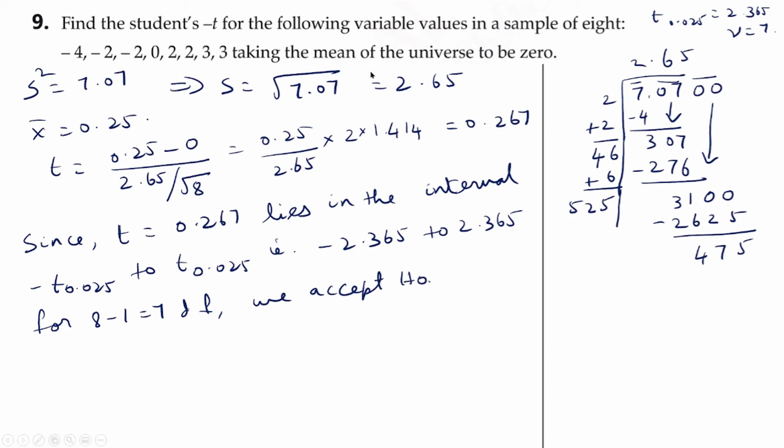So here they have given, we have to take the mean of the universe as 0 since we accept H naught. Therefore, mean of the universe is equal to 0. That is, the population mean is equal to 0 for this sample data.